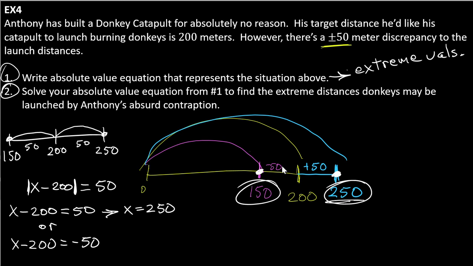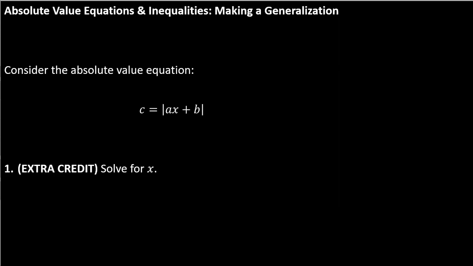So that is our upper end of the extreme values, right? Or if we add 200 to the negative 50, we get that x is equal to 150. So we get our other extreme value. So this is 100% our solution, and we've taken care of the problem.